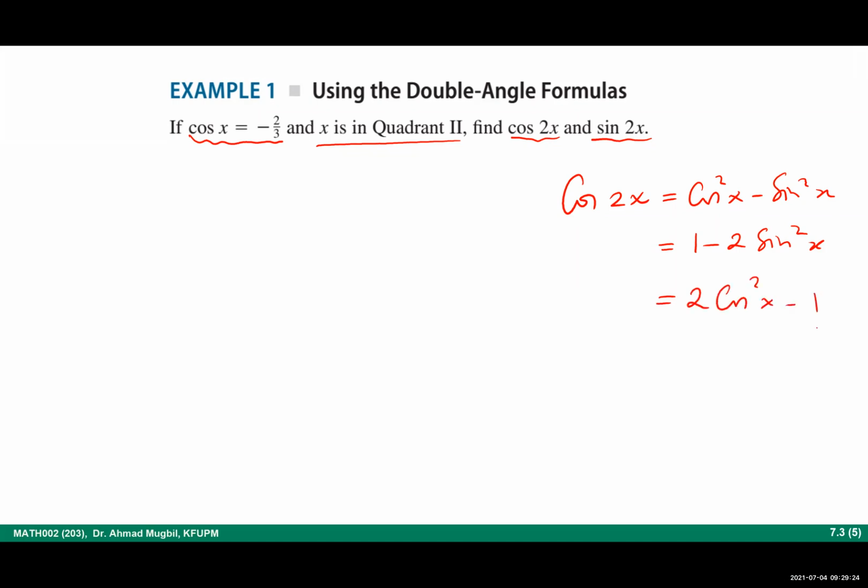What do you think here? Which one is easier to be used? Of course you can use any one of them. It is correct. It is not about which one is true, which one is false. It is about which one will make the solution faster, shorter and easier.